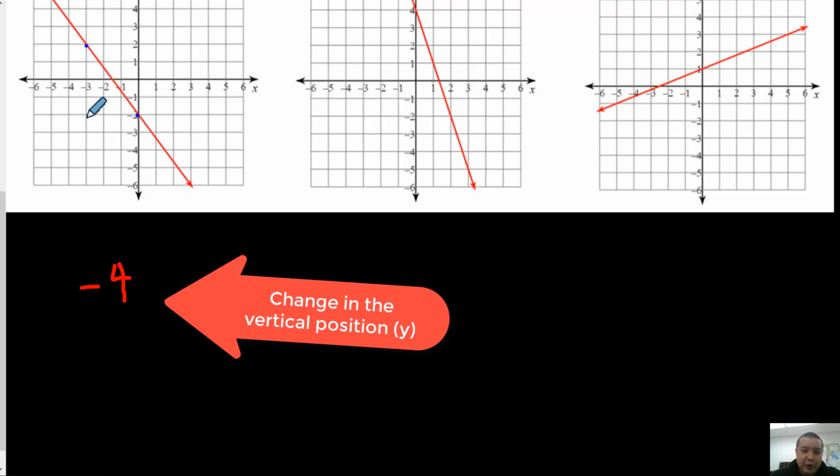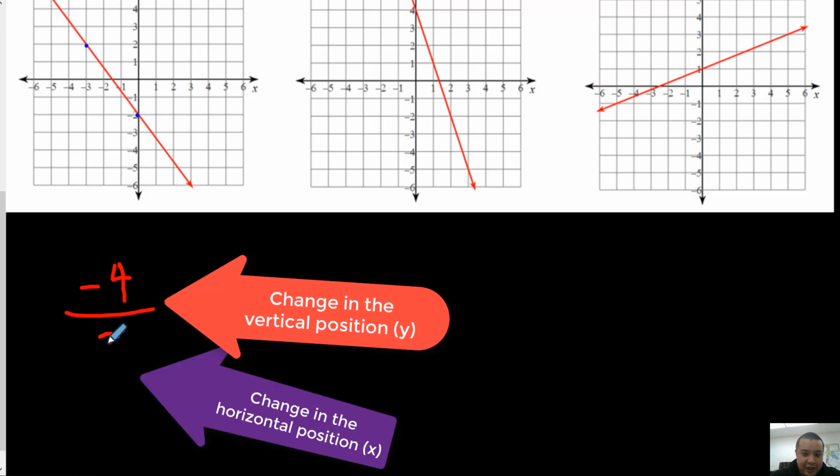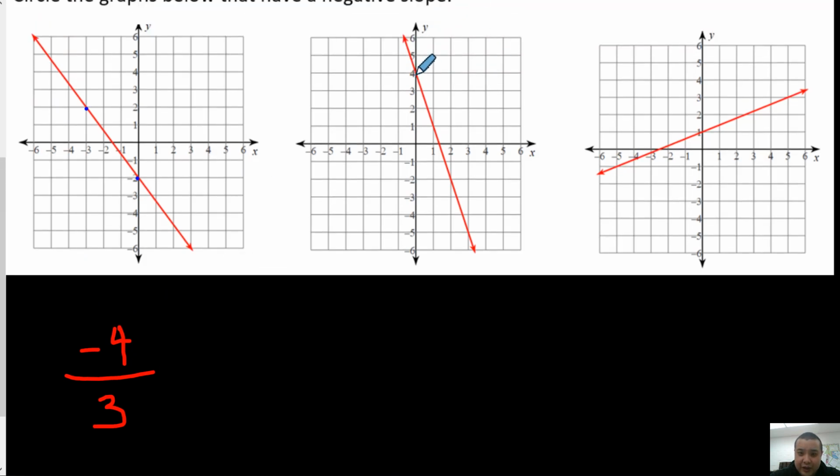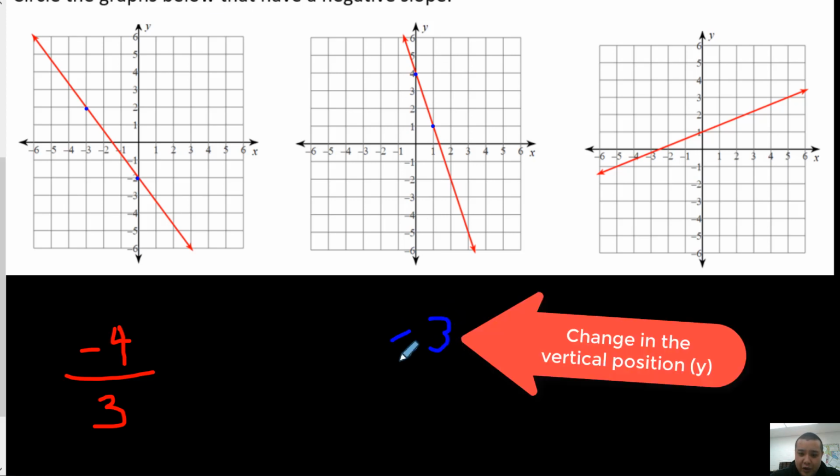Then horizontally we go forward 3 steps, so divided by 3, because that's the change in the x between the two. So we know that our slope is -4/3. Again, over here we can find a point that we can easily identify, and another point that we can easily identify on this line. We know it's going to be negative, so we go over 1 and we go down 3 to get to the new point. So therefore our slope is -3/1.